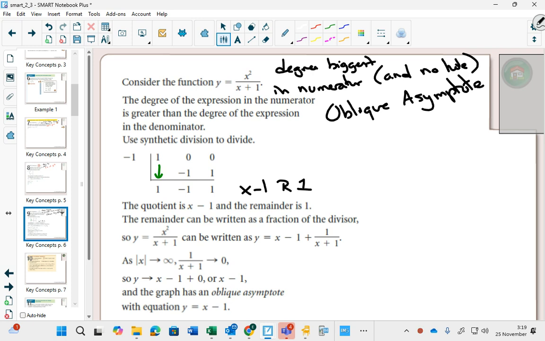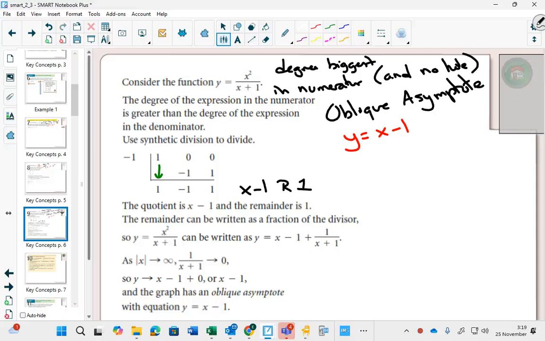Your oblique asymptote is whatever you get with synthetic division, and you can ignore the remainder, even if it's something like 352 million. Still could ignore it. That would be crazy, but it could happen. A really, really huge remainder. Okay? You ignore the remainder, and the reason is this.